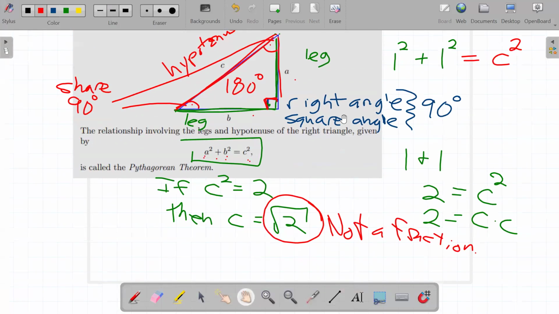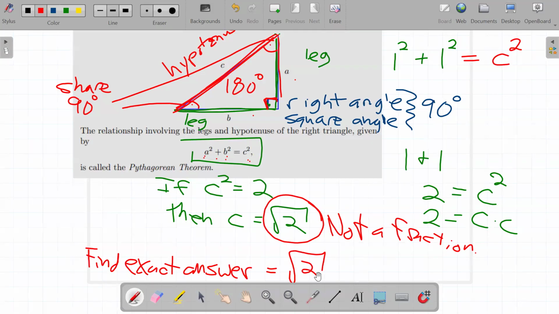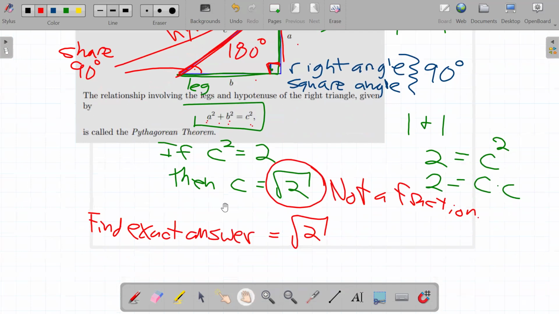So sometimes the book and the problems will say, find an exact answer. The only exact answer for this length right there is the square root of 2 written as the square root of 2. Once you plug it into a calculator, you have to round. So if I plug this into a calculator, that means I have to round it.